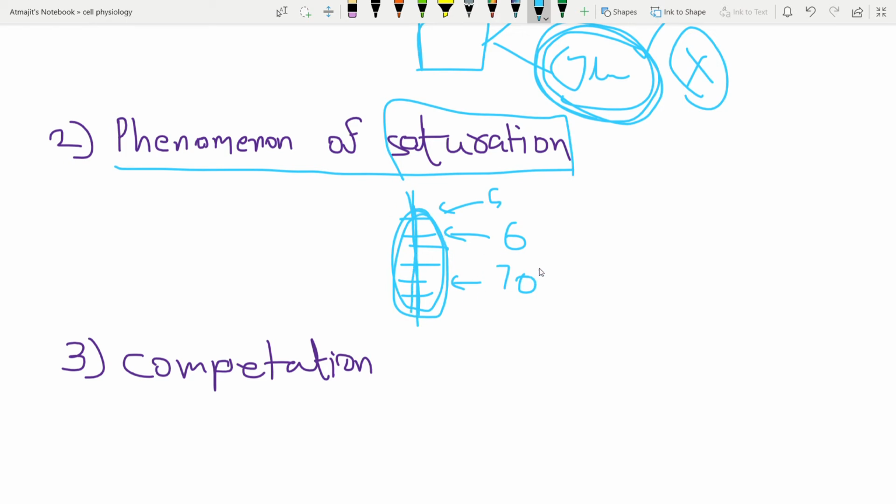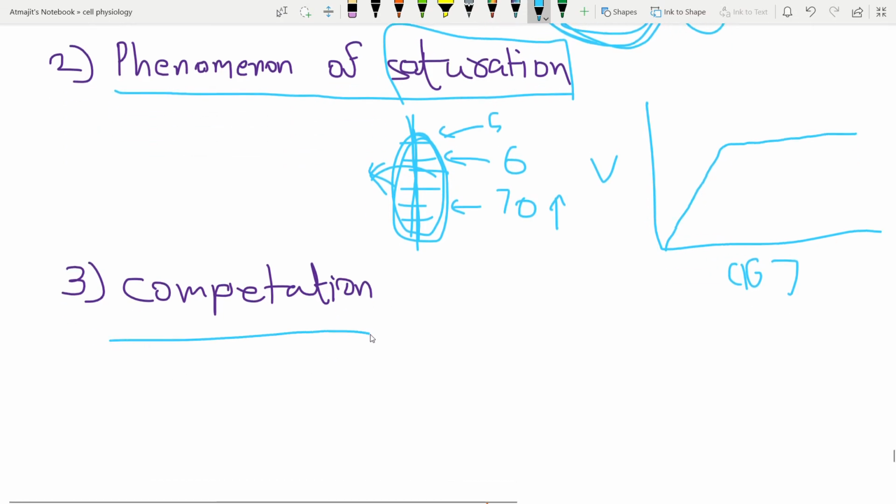Then if you increase the concentration of glucose, it cannot work at a higher rate. Like in this graph, we take the velocity of the symport into the cell, and here the concentration of glucose. To some extent, if we increase the glucose concentration, the velocity increases, and after some time it will remain steady. So this is called saturation.